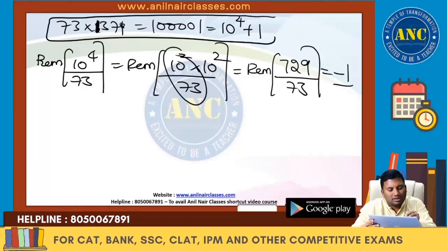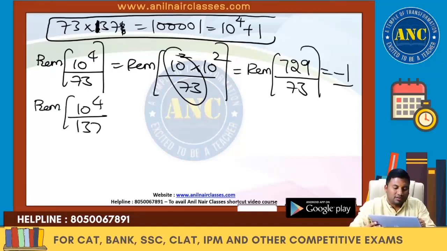Similarly, you can do 10 power 4 divided by 137. This also will give you minus 1.